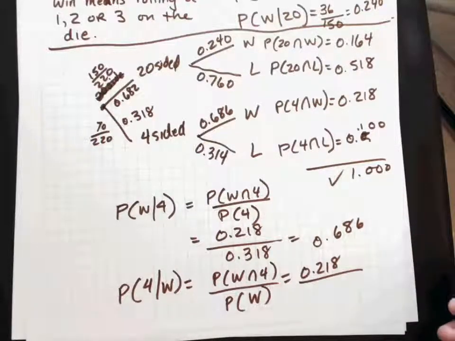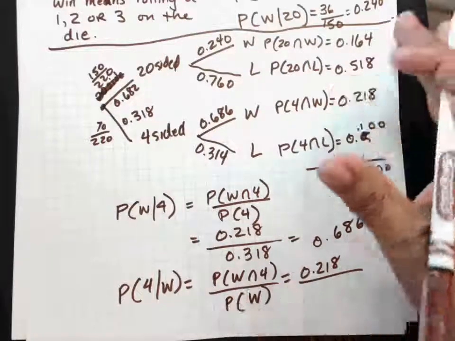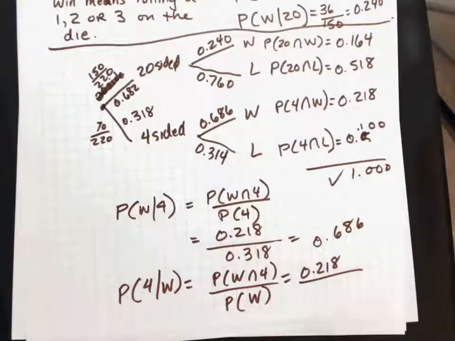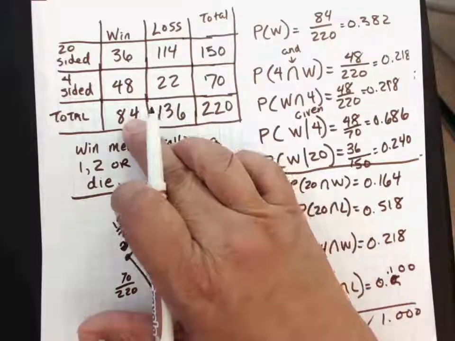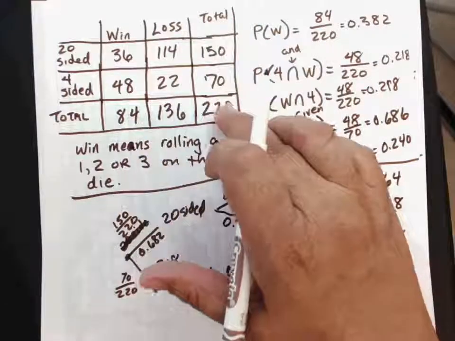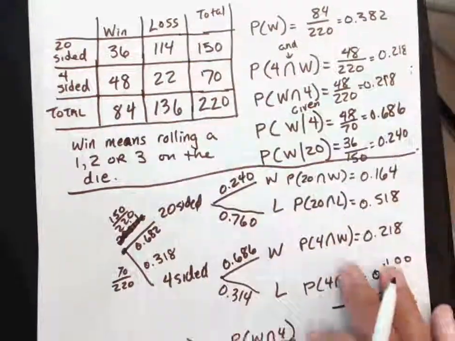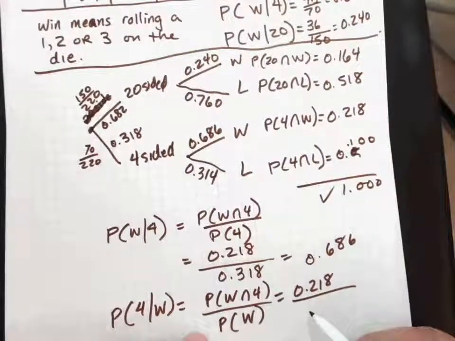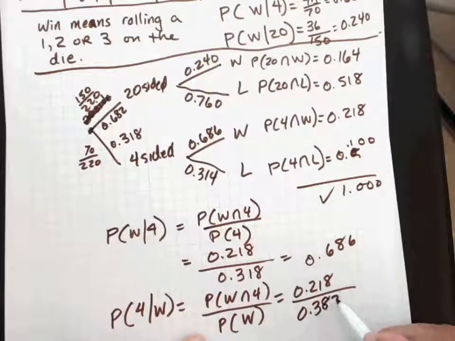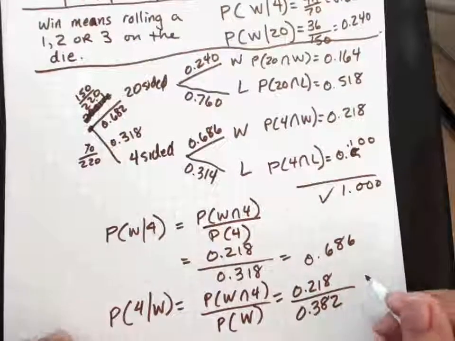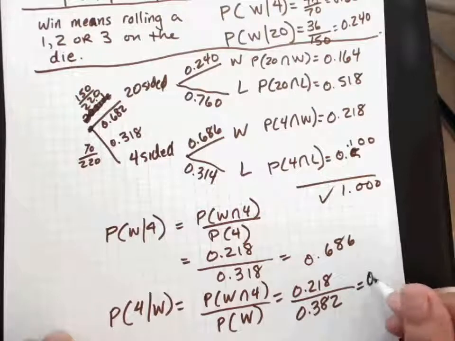But what's the probability of winning? Well, there are two ways to look at it. I could go up here to my original table and say, oh, well, it's however many wins over the total. So I could say it's 0.382. I could do that. And if I calculate that, 0.218 divided by 0.382, I get about 57%, 0.571.